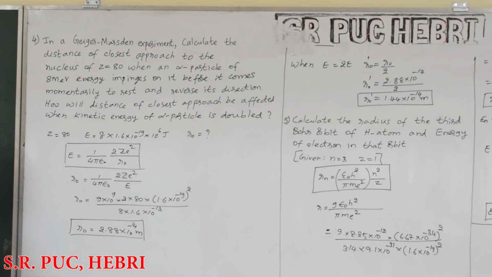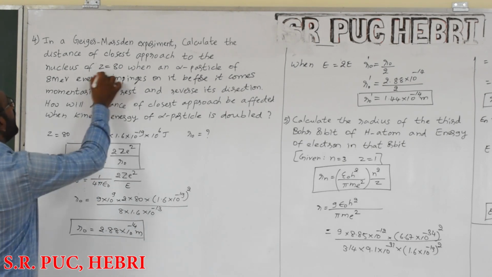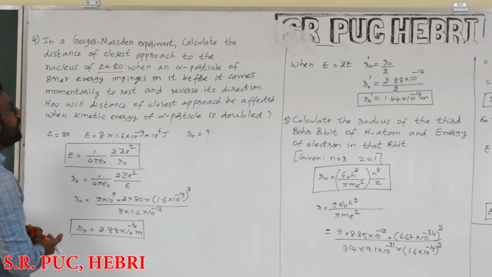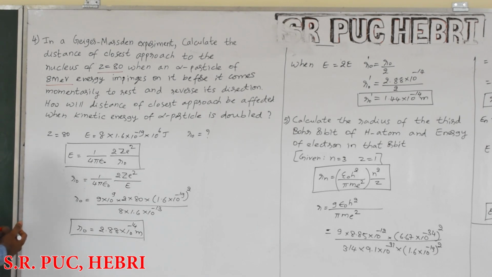Hey students, we will move on to the next problem, problem number 4. This problem is also a very simple one. In a Geiger-Marsden experiment, calculate the distance of closest approach to the nucleus of an atom having atomic number 80, when an alpha particle of 8 mega electron volt energy impinges on it before it comes momentarily to rest and reverses its direction. How will the distance of closest approach be affected when the kinetic energy of the particle is doubled?